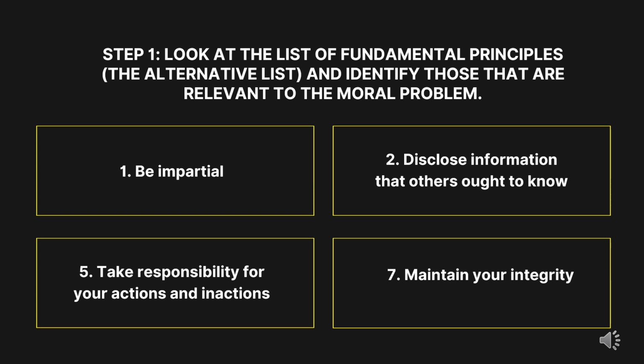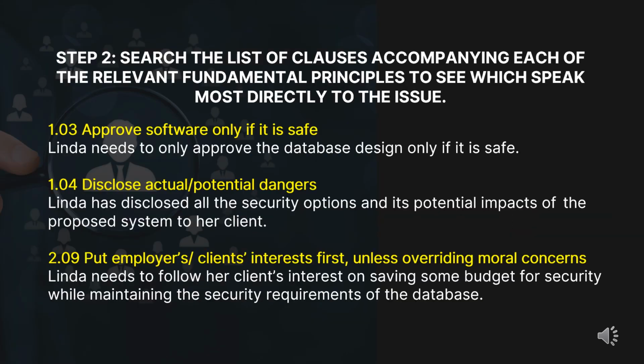The next step, I pass to Hani to proceed. Thank you, Hafilah. So I will be moving on to the second step, which is to list the clauses related to this issue. The first clause is 1.03, which is to approve software only if it is safe. In this case, Linda needs to only approve the database design only if it is considered safe. The second one is clause 1.04, which is to disclose all actual or potential dangers.